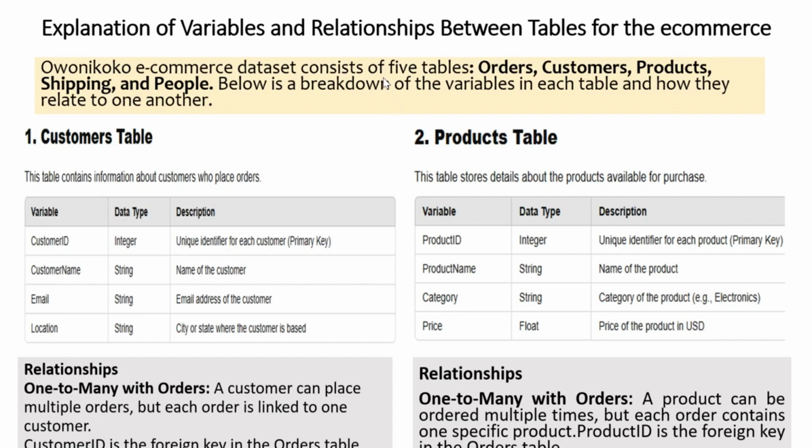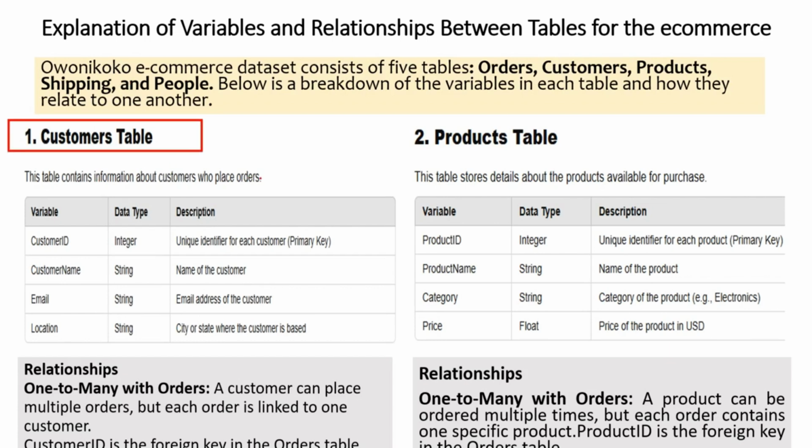So right here I have the explanation of variables and the relationship between the tables for the e-commerce business. The data set consists of 5 tables: the orders, the customers, the product, shipping, and the people table. Here is a breakdown of the variables in each table and how they relate to one another. So the first one is the customers table, right?